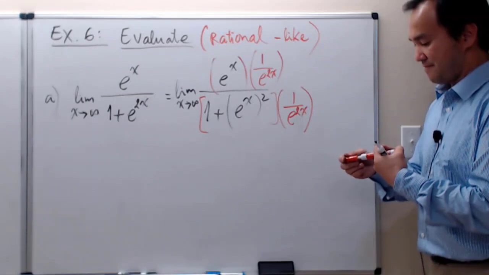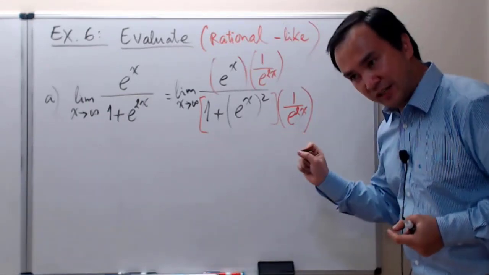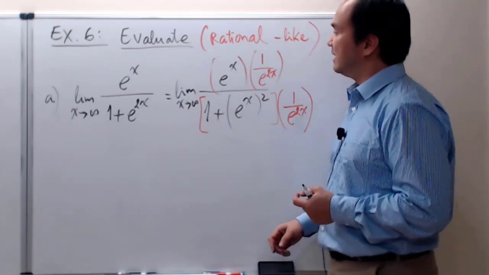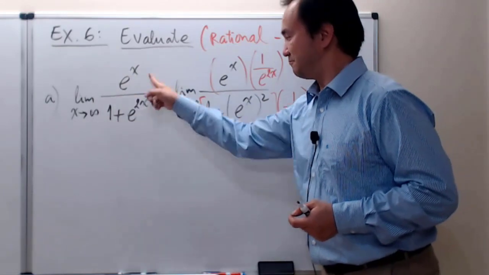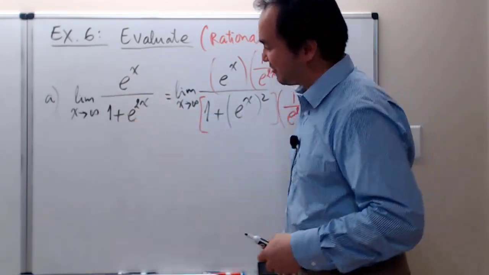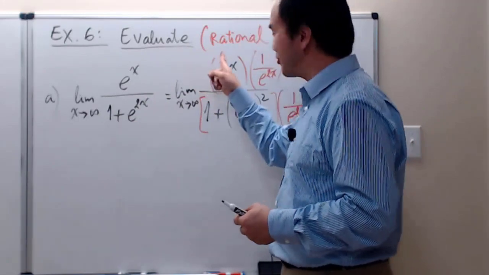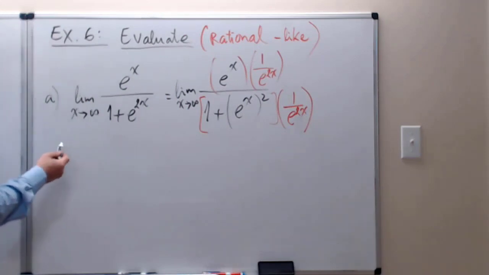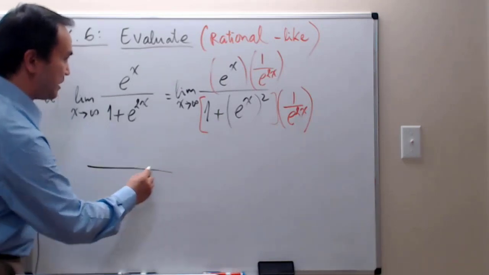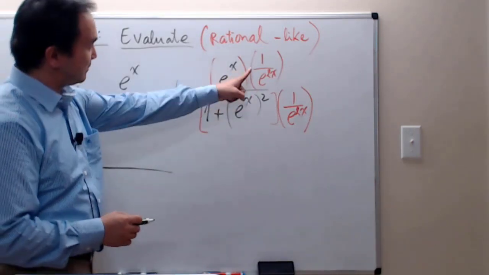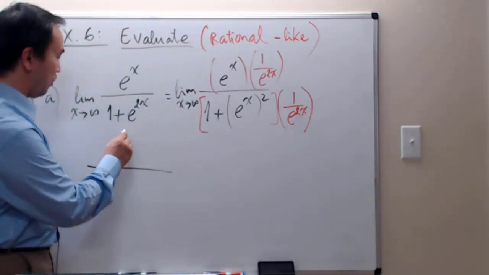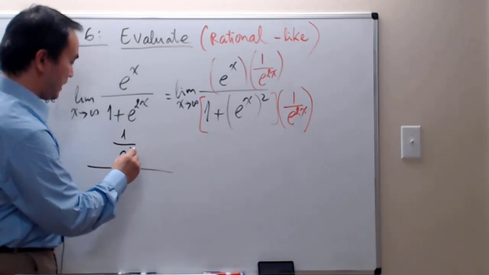The technique we're using here is just like the technique we applied for rational functions back then. That's why I keep referring to a lot of my students, generations of students, that these are rational-like functions. So we're still manipulating with algebra, and you see my numerator here: e to the x cancels with e to the 2x, giving me 1 over e to the x right here.